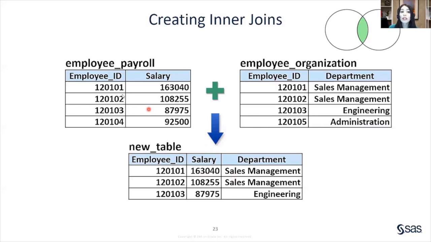So 01 is in employee payroll, and 01 is in employee organization. That's a match. It'll be included in our new output table. Same goes for 02 and 03 as well.